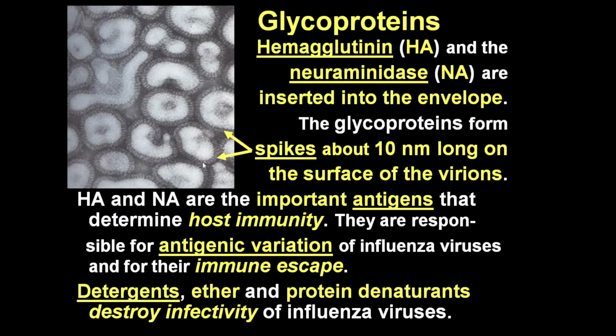So a few words about the glycoproteins, hemagglutinin and neuraminidase. They are inserted into the envelope and form spikes up to 10 nanometers in length. They are the most important so-called protective or principal antigens on influenza virus, because they determine the host immunity against this virus. They are also responsible for antigenic variations on influenza virus, and the antigenic variability of the virus is the way this virus may escape immune response.